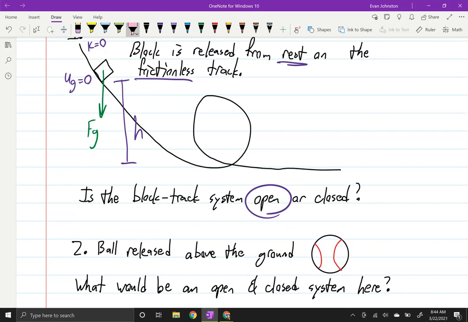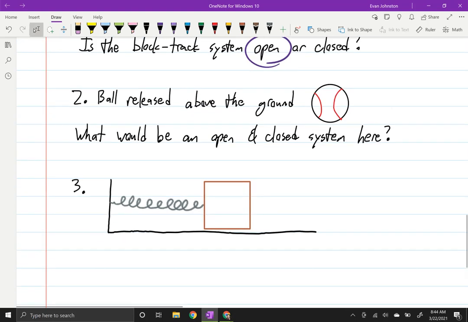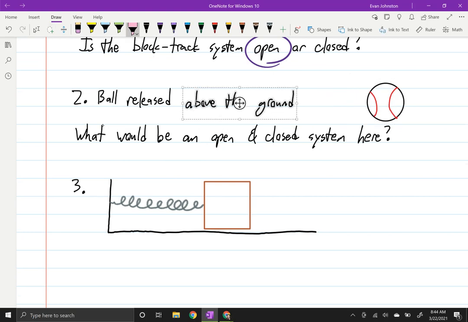Okay, so let's look at another one to hopefully click it a little more. There's a ball, it's released above the ground, and let's make it a little more specific. Let's even say released from rest. Okay, we'll go from rest.